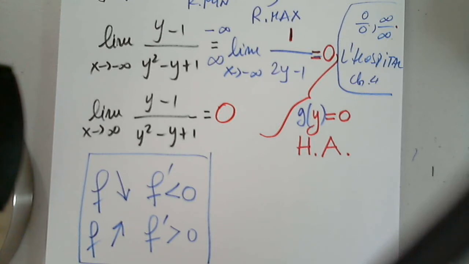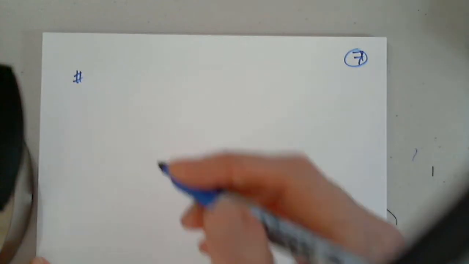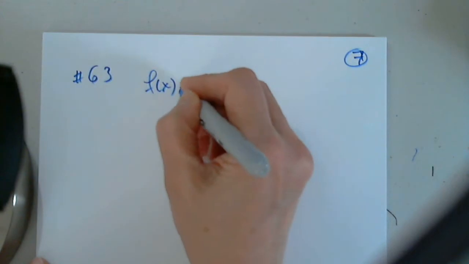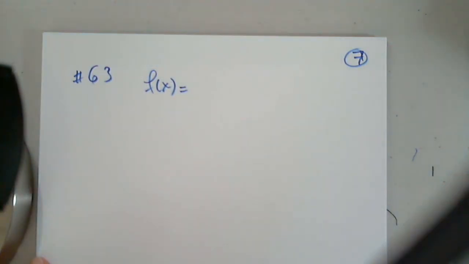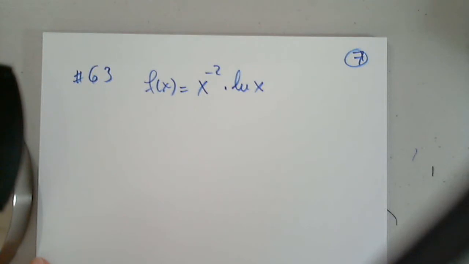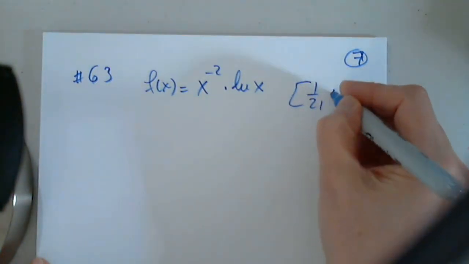Yes. Okay. I would like to look at some other type of function. So this was a rational function. But here's another type of function, and this is problem 63. That caught my eye. And this is f of x equals x to -2 times natural log x, and the interval is given to us as 1/2 comma 4.